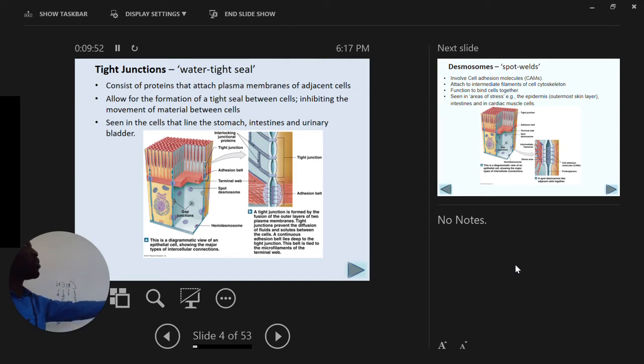Now, you see this in the cells that line the stomach, and think about it, you see this in the cells that line the intestine and urinary bladder. In your urinary bladder, except for cases of incontinence, when there is urine in the urinary bladder, does it leak out by itself? Good. So that's the kind of tissues that are there.